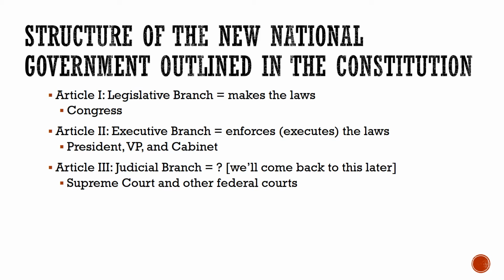Article 3 outlines the judicial branch, and I put a question mark here because the Constitution is a little vague about what exactly the judicial branch does beyond criminal and civil court cases. So the judicial branch is made up of the Supreme Court and all of the other federal courts that Congress creates.